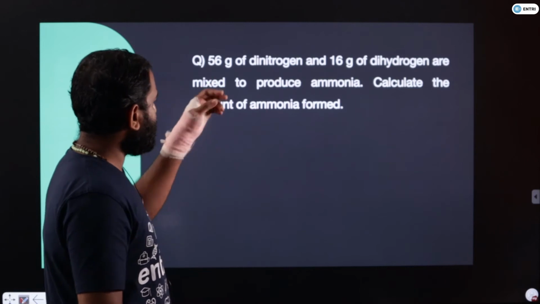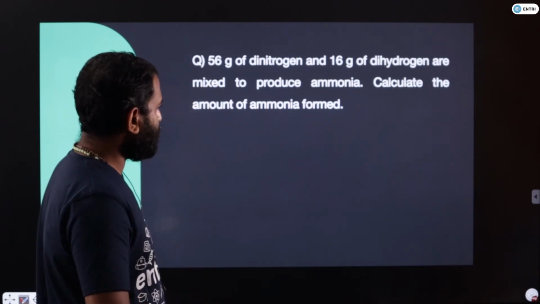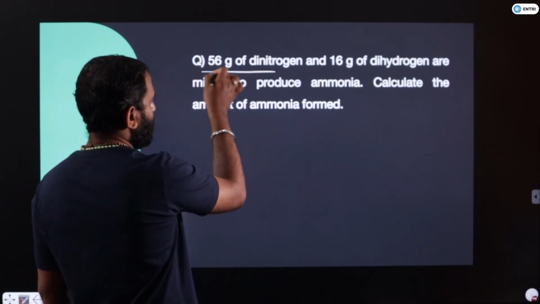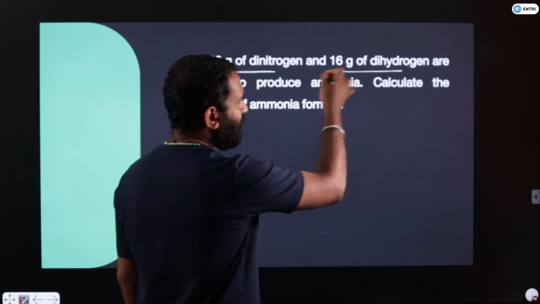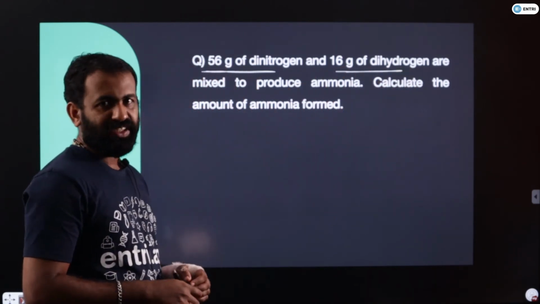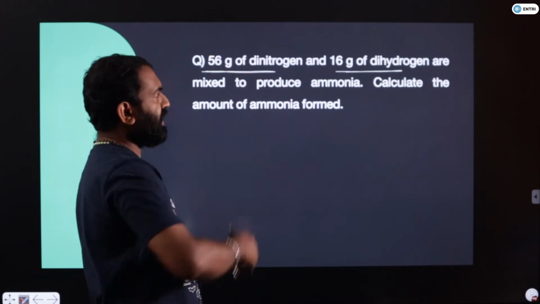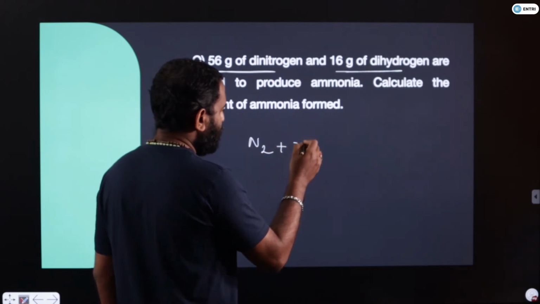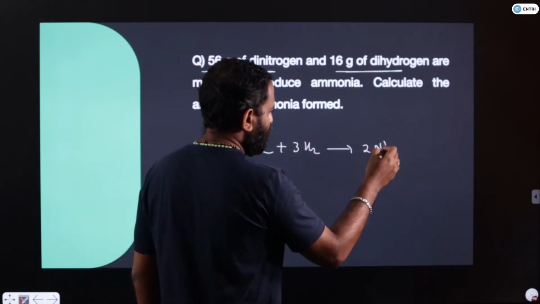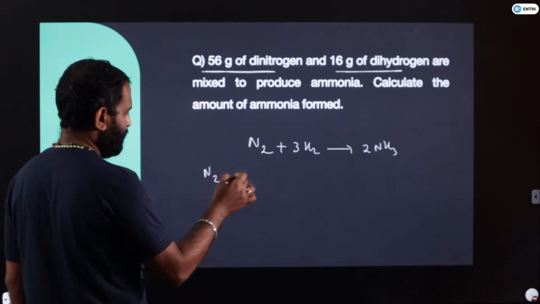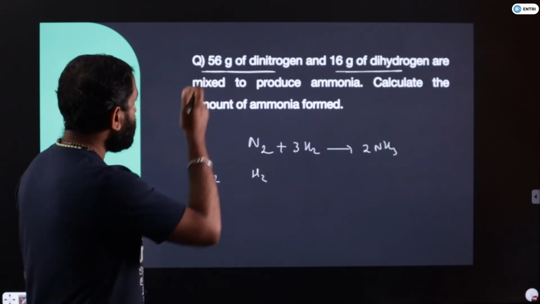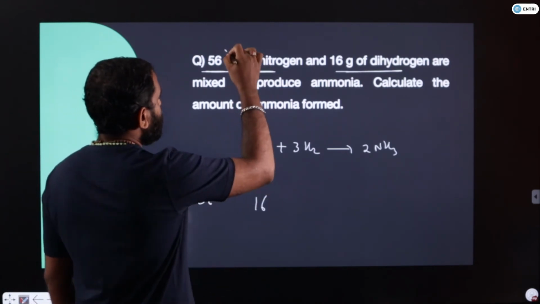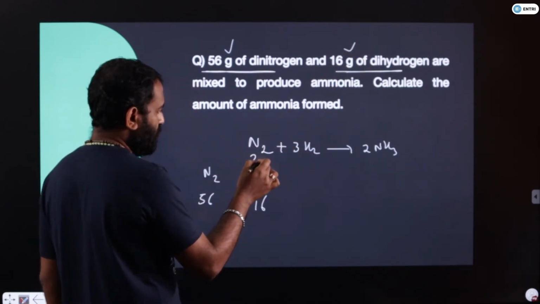Then one more question: 56 gram nitrogen and 16 gram hydrogen are mixed to produce ammonia. Calculate the amount of ammonia formed. Here the nitrogen and hydrogen are the reactants, and the amounts of both are given. By stoichiometry, N2 plus 3H2 gives 2NH3. First identify the limiting reactant. The given data are 56 gram and 16 gram. Here the amount is in gram, so we can take the stoichiometry in gram.